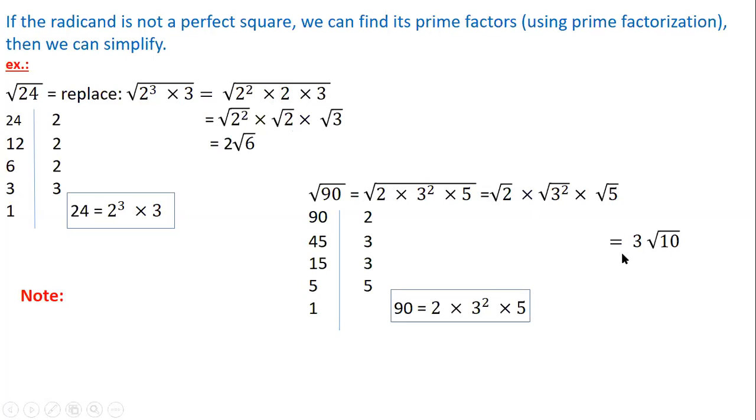You have here another example, which is radical 90. Here I have a very important note.